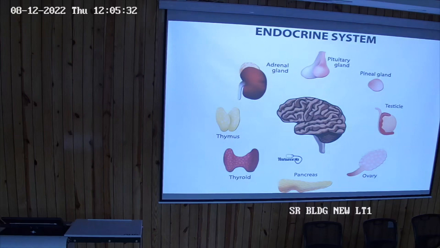Look at this one. This is the anterior lobe of the pituitary gland, this is the posterior lobe of the pituitary gland, and between them there is the intermediate part. The two lobes of the pituitary gland differ from each other in developmental and functional aspects. That means they develop differently and their functions are also different.